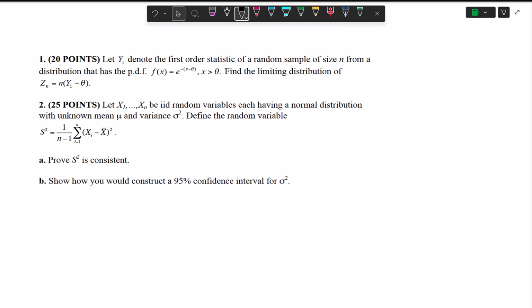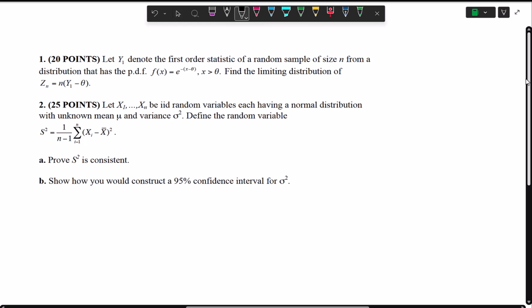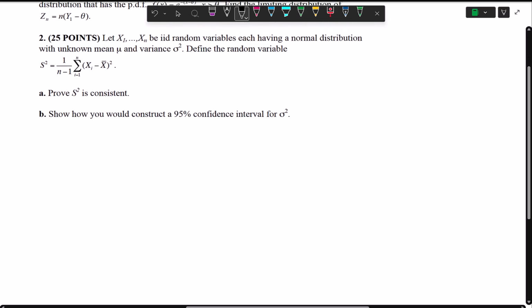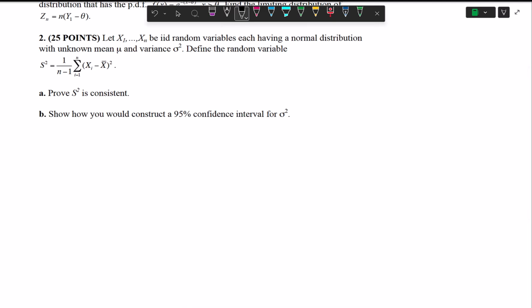All right, next up we have question number 2, fall 15. Back to the normal distribution. So clearly, this is a distribution you want to be very comfortable with. So we have a random sample from the normal distribution with unknown mean mu and unknown variance sigma squared.